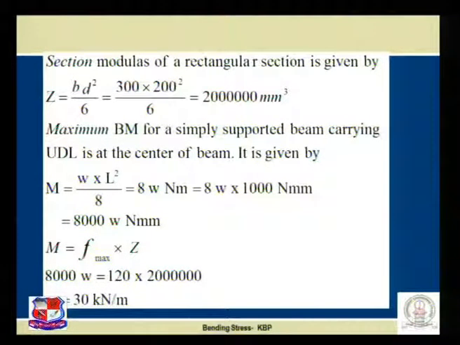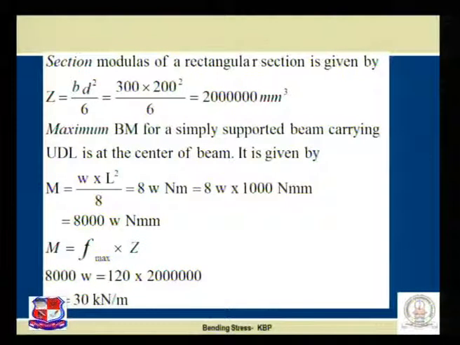Now, section modulus of a rectangular section is given by the equation Z is equal to BD square by 6. B is 300, D is 200. So 300 multiplied by 200 square divided by 6. We get some answer in terms of millimeter cube. That is nothing but the section modulus.